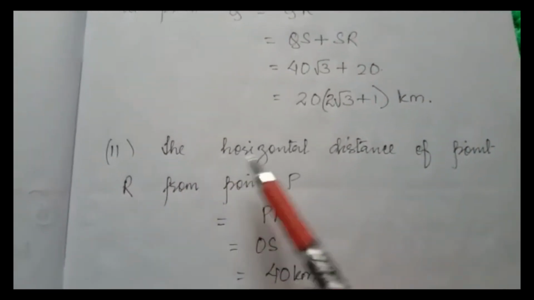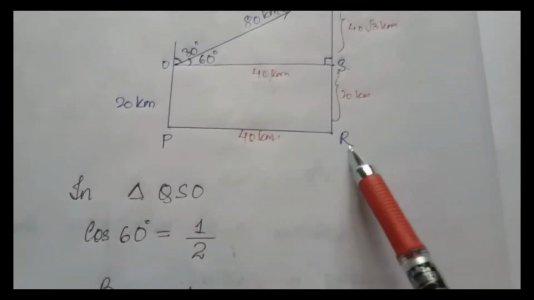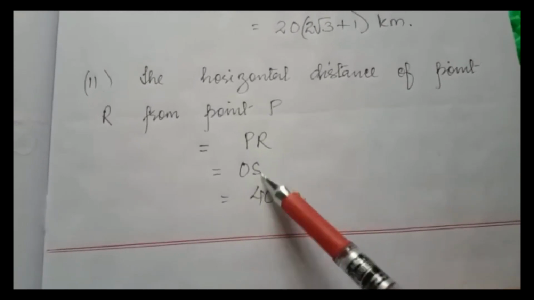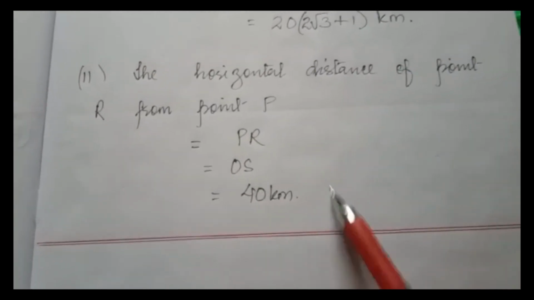Number 2, the horizontal distance of point R from P. You have to find the distance of R from P. So that is PR. You have to find PR, and PR and OS are equal. It is 40 kilometer.